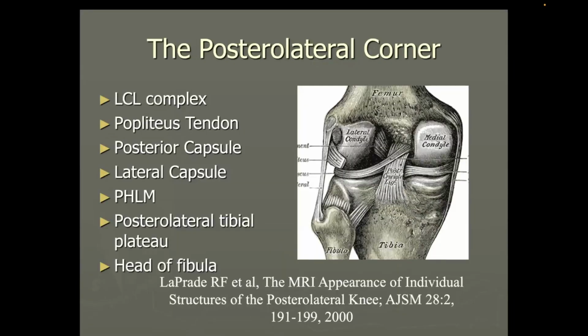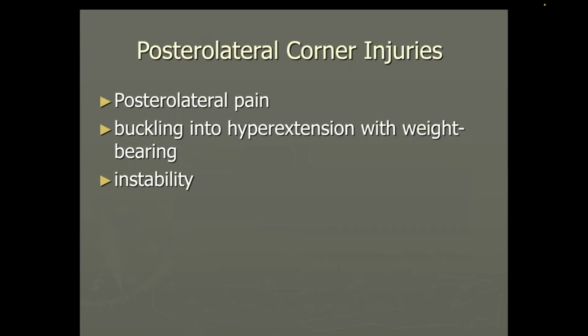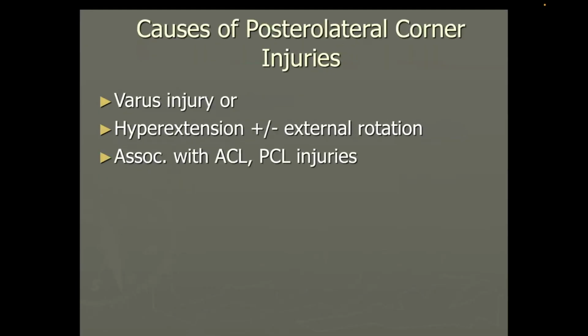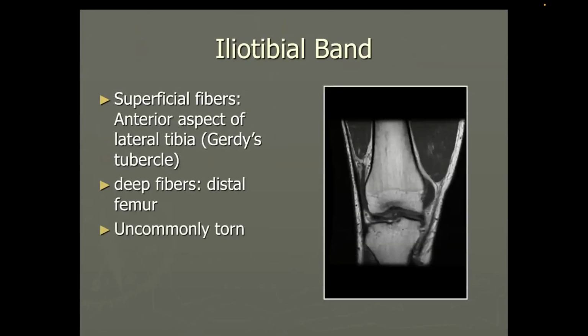What about the posterolateral corner? Again, it's a complex of structures, the popliteus tendon, the posterior capsule, lateral capsule, and the head of the fibula. Usually there's posterolateral pain. There can be buckling into hyperextension with weight bearing and instability. The causes can be a varus injury or a hyperextension injury with external rotation. And again, it's associated oftentimes with cruciate ligament injuries.